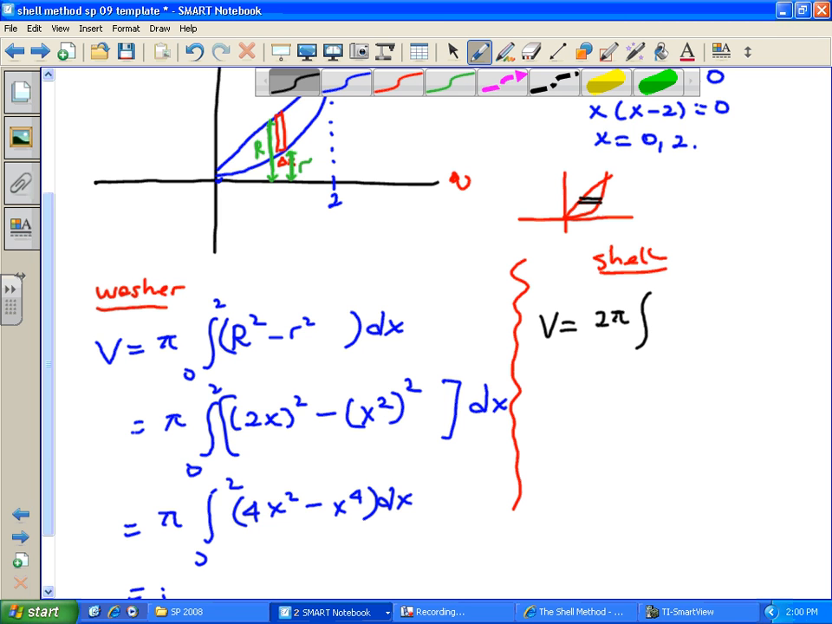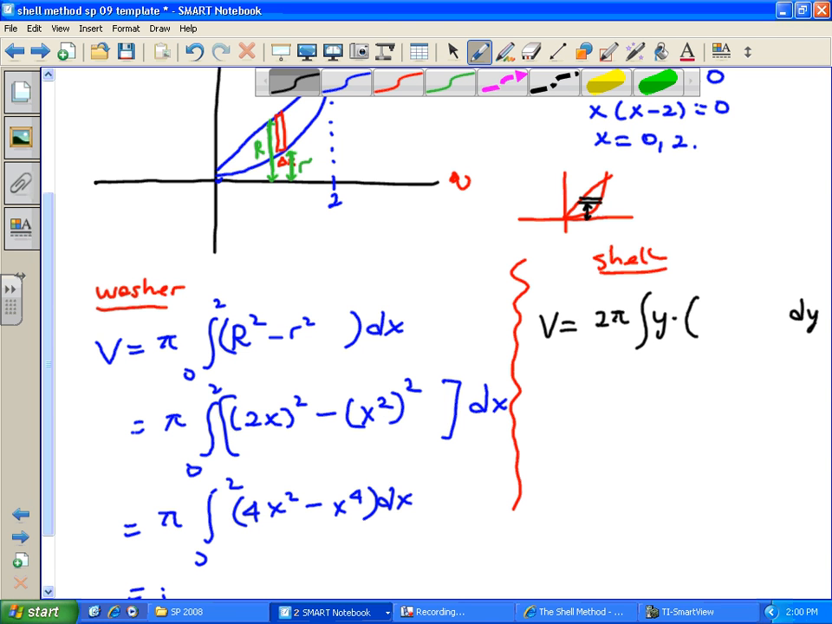What is the thickness? Delta y, or dy. What is the shell radius? This distance. Shell radius is y. How about the shell length? What's the length of that rectangle? That was the tricky part. What is the length of that rectangle?